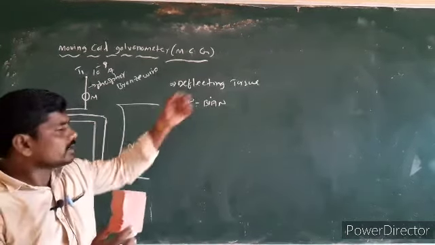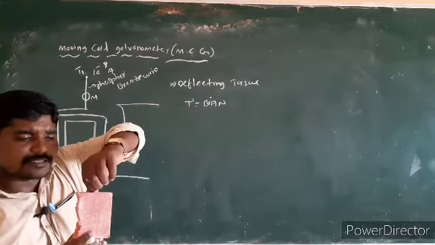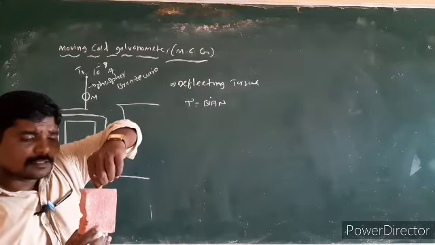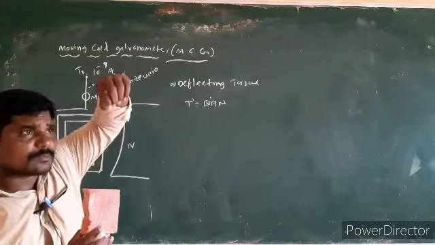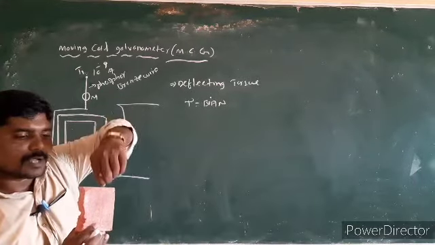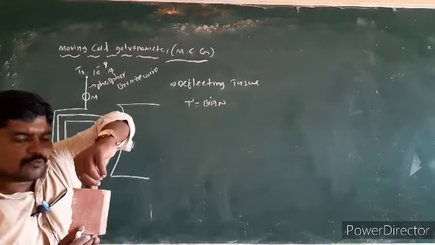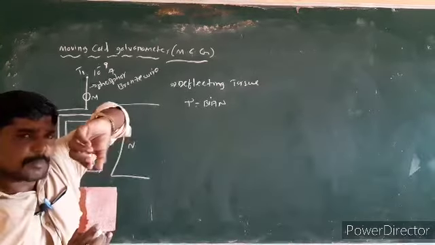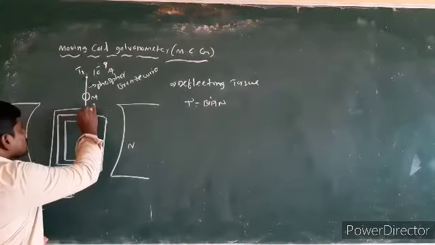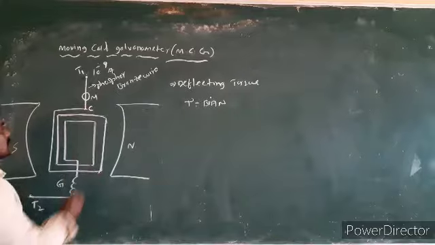That's why that is called deflecting torque. But this coil is suspended in the magnetic field by phosphor bronze wire. Now, when the coil rotates like this, the end of this phosphor bronze wire also rotates.